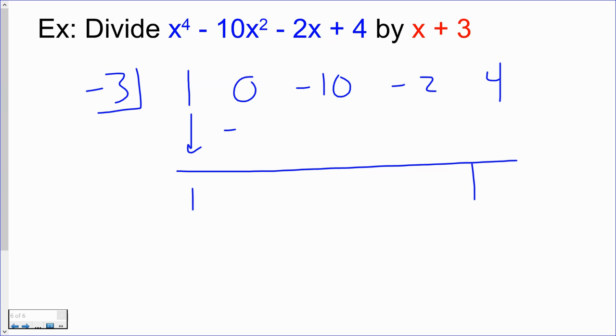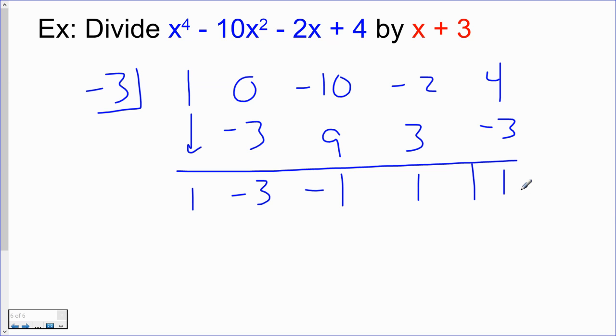-3 times 1, that's -3. Add those down. 0 plus -3 is -3. -3 times this, -3, gives me 9. Add those two numbers down. I get -1. -3 times that will give me a +3. -2 plus 3 will give me 1. -3 times this one, that's -3, and that'll give me a 1.